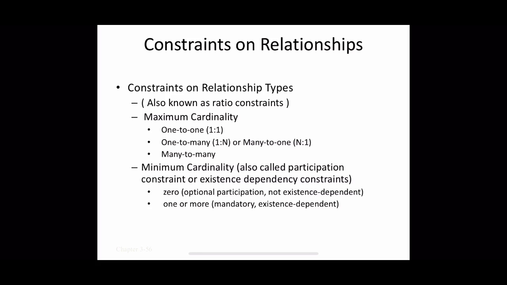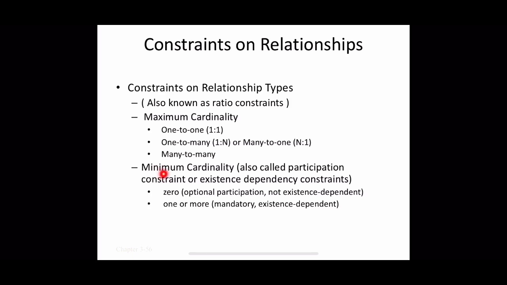An example of a 1 to 1 binary relation is manages, which relates a department entity to the employee entity who manages the department. This represents the constraint that at any point in time, an employee can manage only one department and a department can have only one manager. That's a 1 to 1 relation.